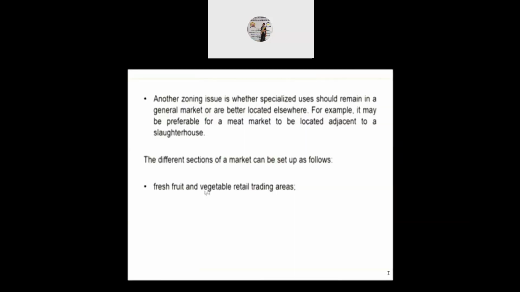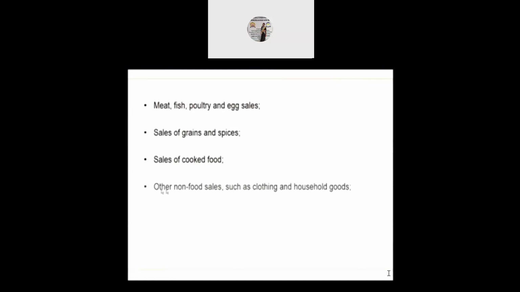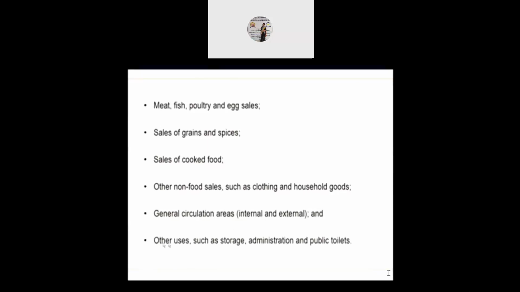The different sections of a market can be set up as follows: fresh fruit and vegetable retail trading areas, temporary sales areas for producers and assembly traders, meat, fish, poultry, egg sales, sales of grains, spices, sales of cooked food, other non-food sales such as clothing, household goods, general circulation areas, internal, external, and other uses such as storage, administration, and public toilets.